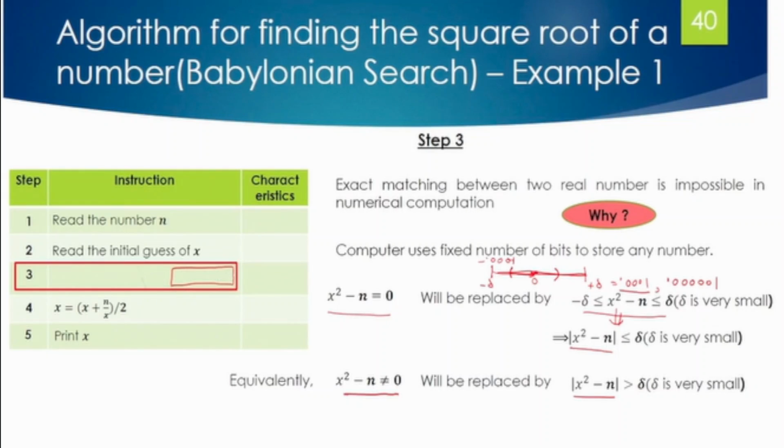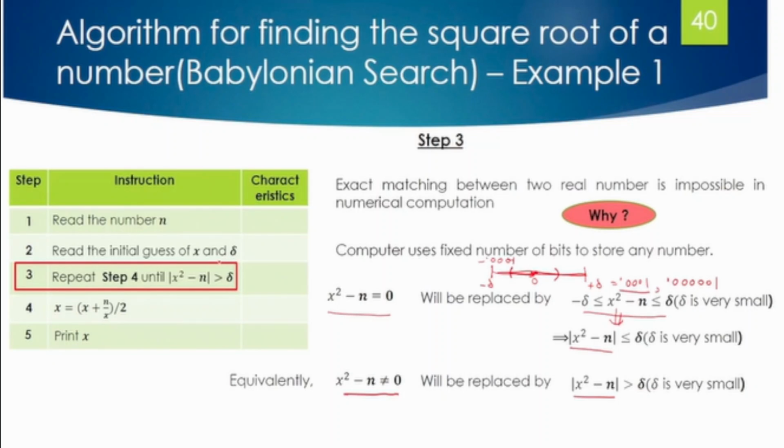Now I am changing it and writing: until modulus of x square minus n is greater than delta. Now the question is, who will provide the delta? The programmer will provide the delta. The amount of accuracy that you need will be supplied by the programmer, and accordingly this will be calculated. So we need to change this line and make it read the initial guess of x and delta. That means supply the delta as well, right?